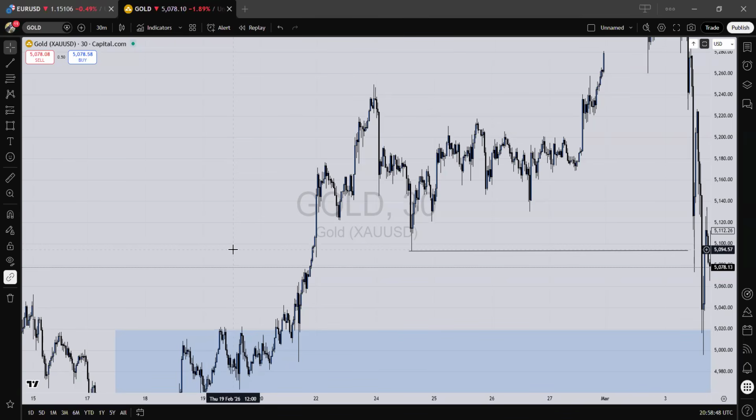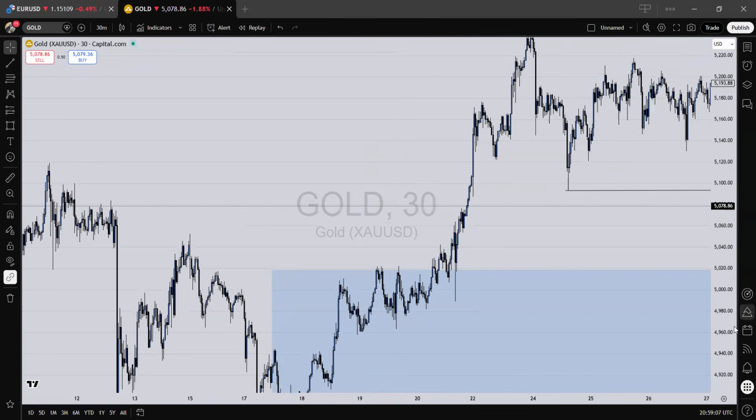Did price create liquidity, or did it just use one candle? Because gold is very used to that. It can just use one candle from the beginning of the retracement to the POI that you're waiting for. One candle all the way down. Okay, so was there liquidity before the candle came?